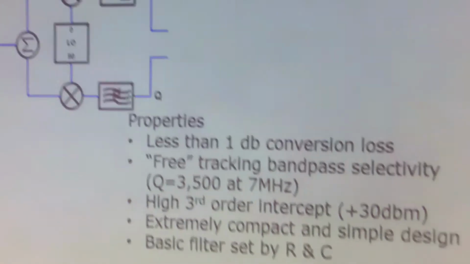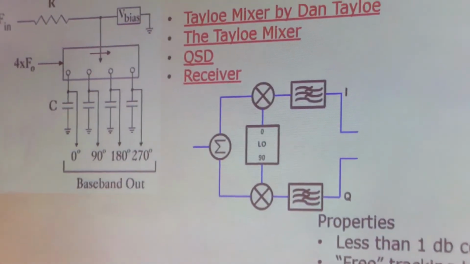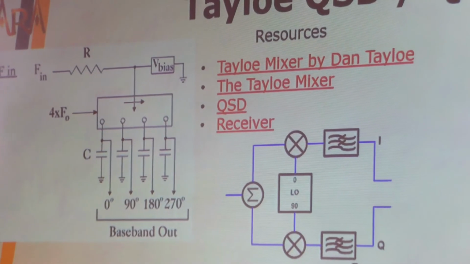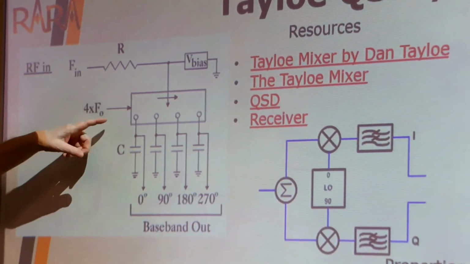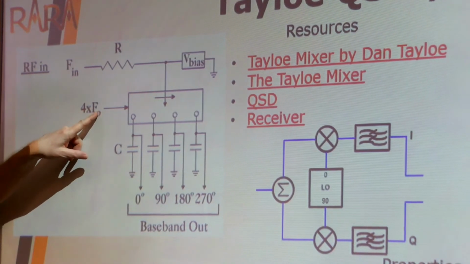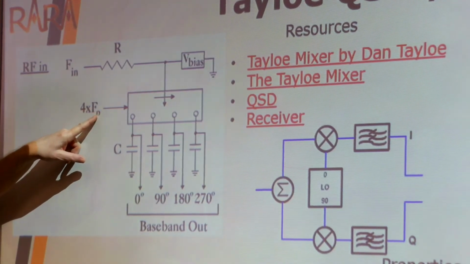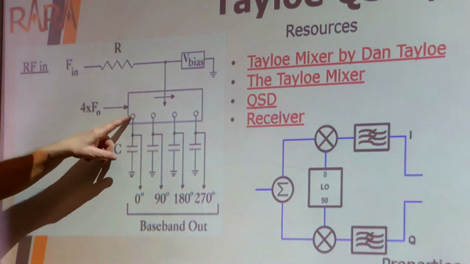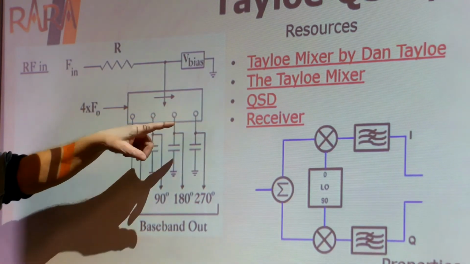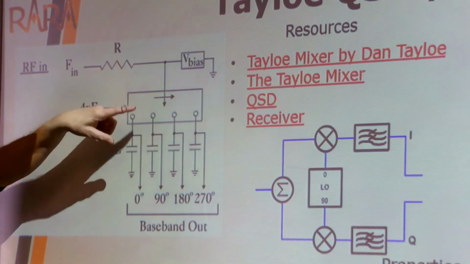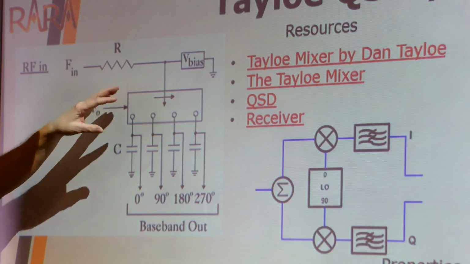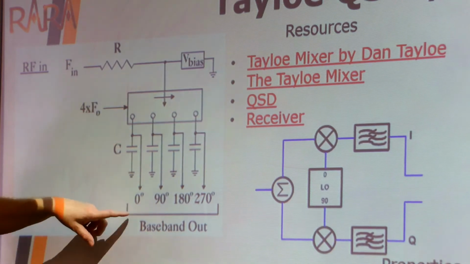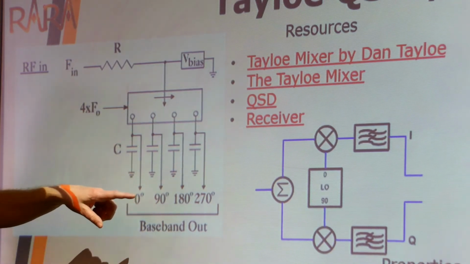So there's the filter. Here is a simple implementation where, if you want like 7.1 megahertz, you're going to clock it at 28.4 megahertz so that it switches between these four capacitors. So here's your R and C that are creating your filter. And you can actually calculate an R and C and create the filter. And these then get combined to create the I and Q output.